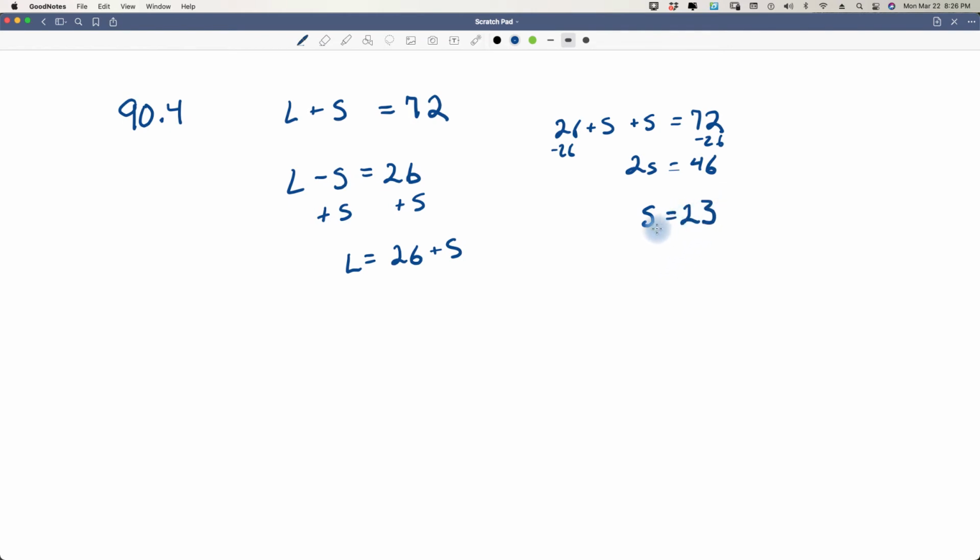Okay, so now we can just sub the small number in for this problem up here. The large number plus the small number, which is 23, equals 72. So we subtract 23 from both sides, and the large number equals 49.